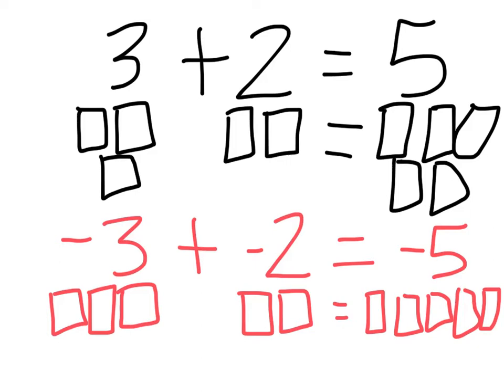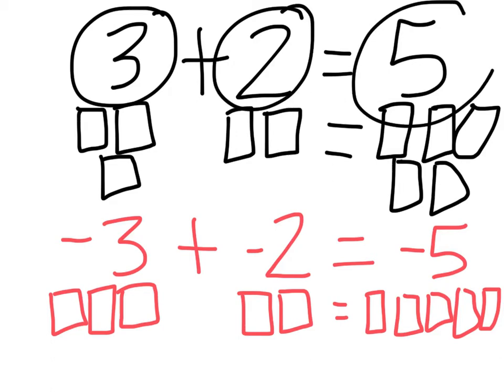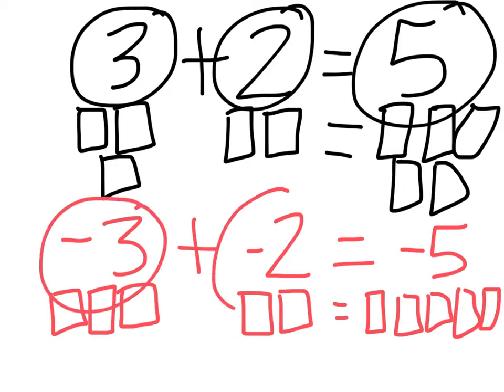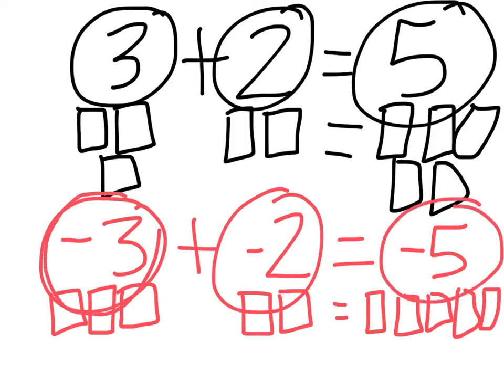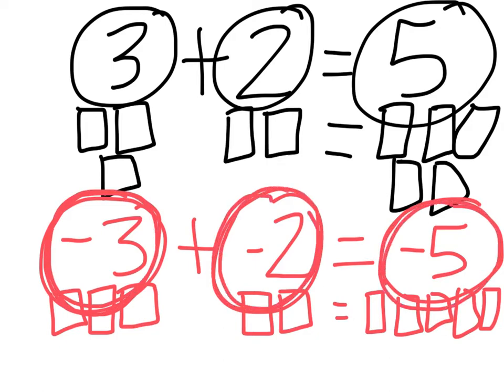So hopefully you're seeing a pattern here. When you add 2 positives, you have a positive amount. And when you have 2 negatives, you have a negative amount. That also stands for, if you think of money, if you spend $3, you spend 2 more dollars, you spent a total of $5. Those are the easy examples. You add positives, your answer is positive. You add 2 negatives, your answer is negative.